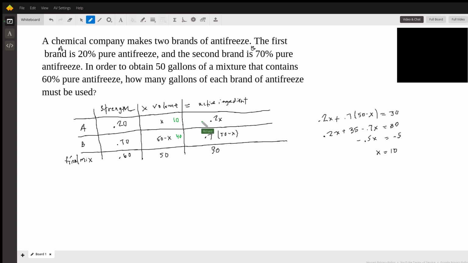So 0.2 times 10 is 2. 0.7 times 40 is 28. And you can see we've got 30 gallons of active ingredient. And that's just a nice check to make sure you didn't make a silly mistake somewhere along the way. It's always good to check it, and it sort of reinforces your confidence that you did the problem correctly.